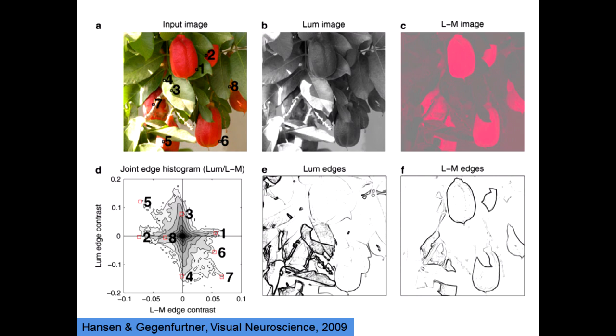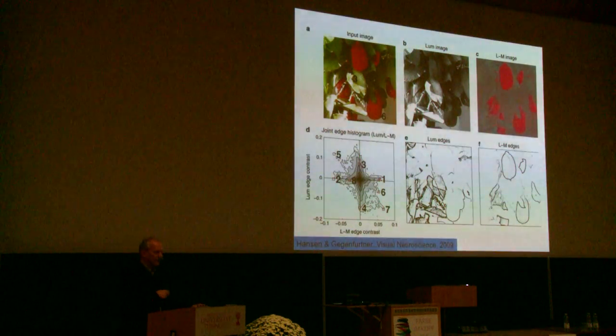For each edge in the image, we indicated the strength of that edge in the red-green direction and the strength of that edge in the luminance direction. This is this joint edge histogram for the image that is shown up here. Some of the edges are marked by numbers here and there. You can see, for example, edge number 6 is an edge that has a luminance contrast and a red-green chromatic contrast. It's the border between the petal here and the background.